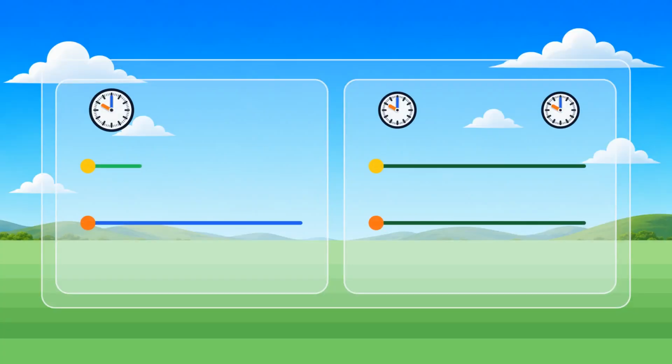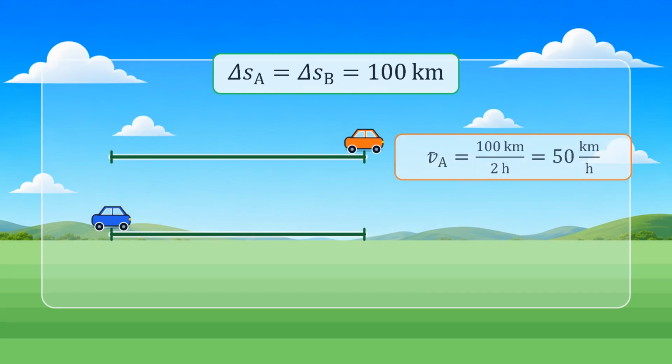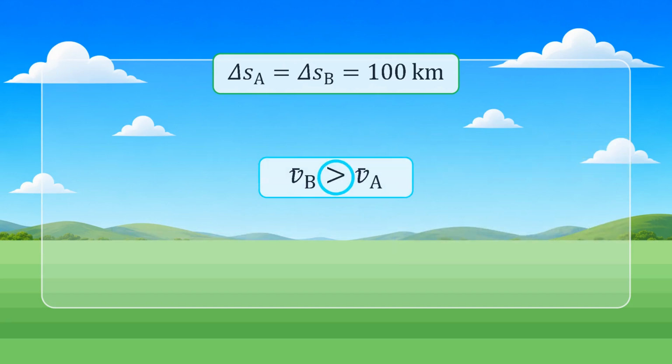This gives us two useful comparisons. If two objects move for the same time, the one that travels farther has the greater average speed. If two objects travel the same distance, the one that takes less time has the greater average speed. For example, car A travels 100 kilometers in 2 hours. Its average speed is 100 kilometers divided by 2 hours, which equals 50 kilometers per hour. Car B travels the same 100 kilometers in 1 hour. Its average speed is 100 kilometers divided by 1 hour, which equals 100 kilometers per hour. Car B has the greater average speed because it covers the same distance in less time.